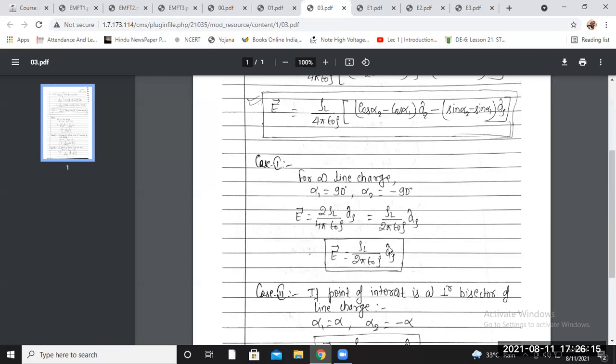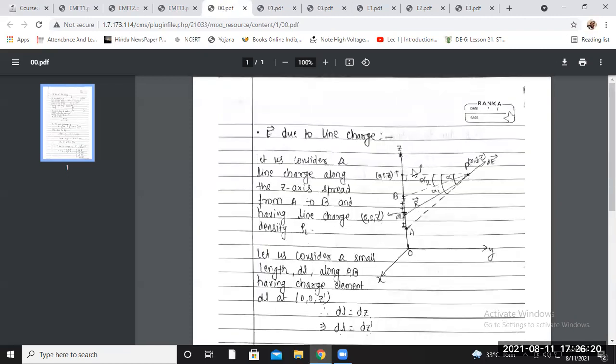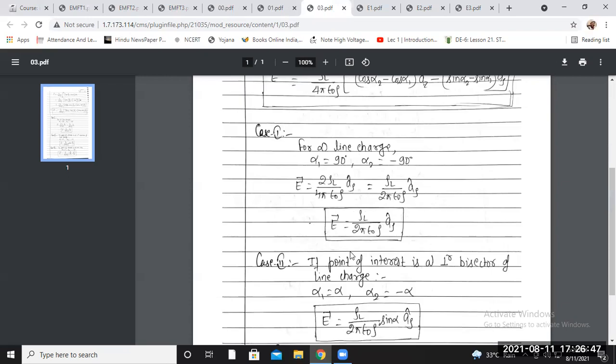And this electric field intensity is along the a_rho cap, that is perpendicular from the line surface. As you can say, this rho is along the point P, that is perpendicular from the z axis, or you can say perpendicular from the line charge. If you take point P here, then this rho will also be perpendicular from the line charge. So here you can see that this electric field intensity is in the direction of a_rho cap. That means this electric field intensity will act perpendicular from the line charge.